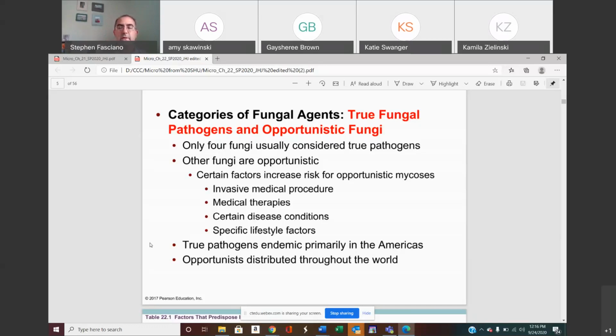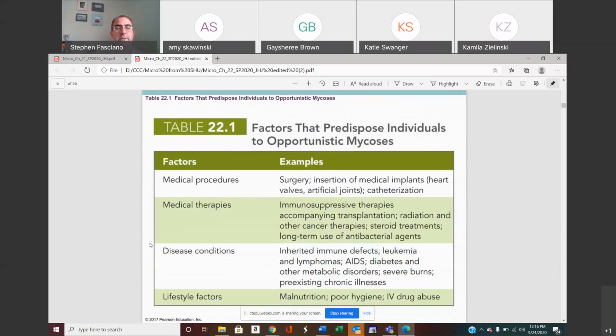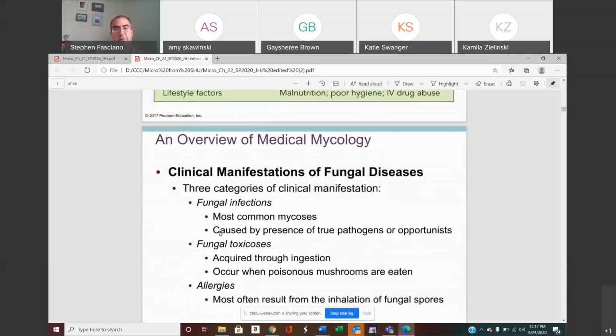True pathogens are endemic primarily in the Americas. That means that's usually where they're found, in North and South America, but there are opportunistic fungi all over the world. So this table has the factors that predispose individuals to opportunistic mycoses. So these are things which will basically weaken your immune system, making it more likely that you would get one of these opportunistic fungal infections.